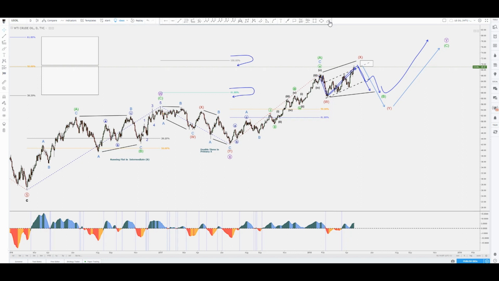So let's say in this scenario, this will be a running flat scenario, right? So this doesn't have to go beyond the end of W, and because this move right now is going past the start of W. So in a running flat scenario, this doesn't necessarily need to create another lower low, basically something lower than 58.40. So if it's a running flat, then that's the scenario.